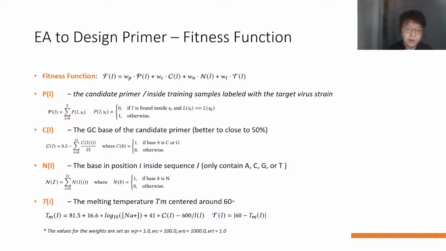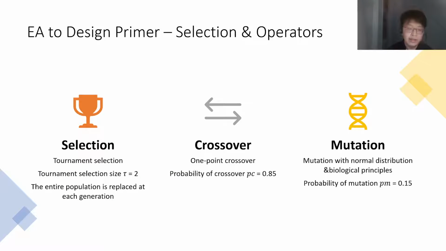Overall, these four functions represent four key features of better primer candidates, and according to the importance of each feature, the author also introduced weights for the four functions in this report, which are 1, 100, 1000, and 1. The next steps are to identify the selection, crossover, and mutation.